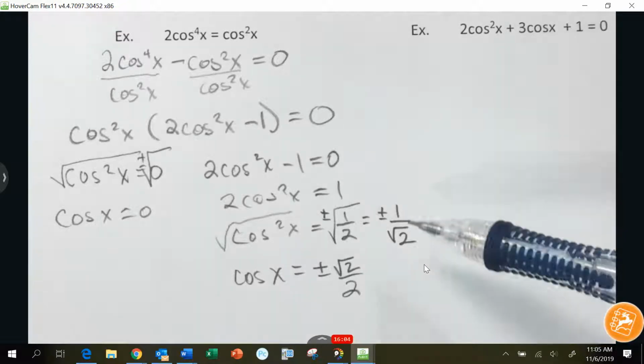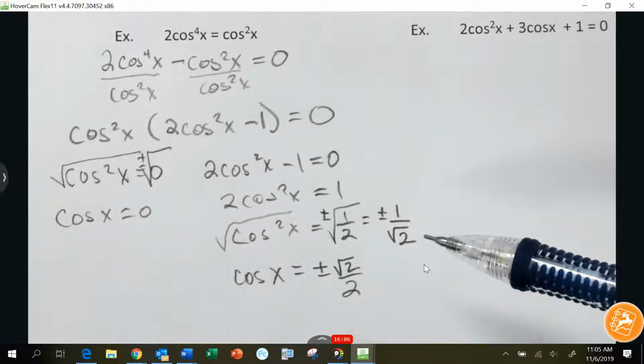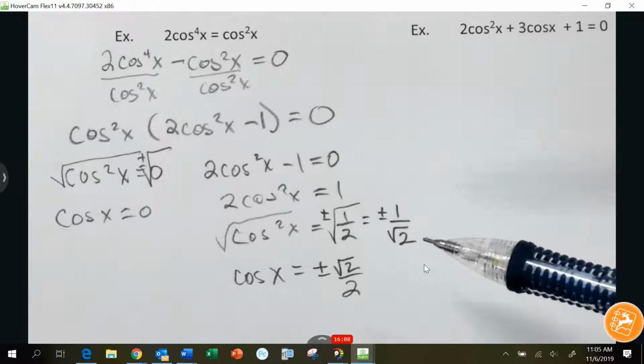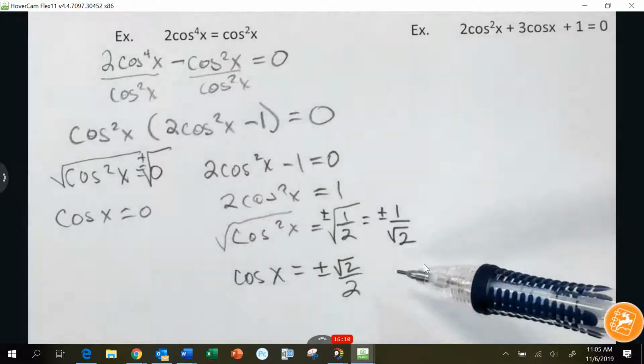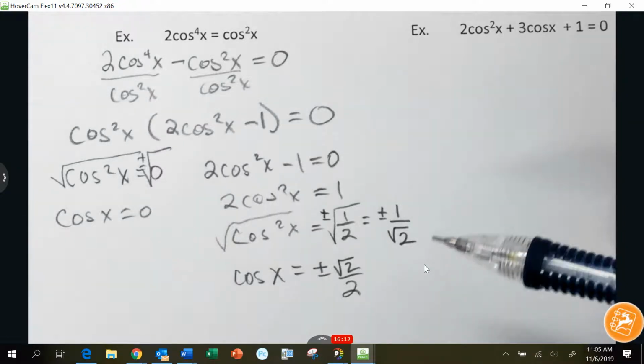And I'm just saying that because what triangle has the square root of 2 in it? Like these are going to be pi over 4s. That's the only triangle that has the square root of 2 in it.